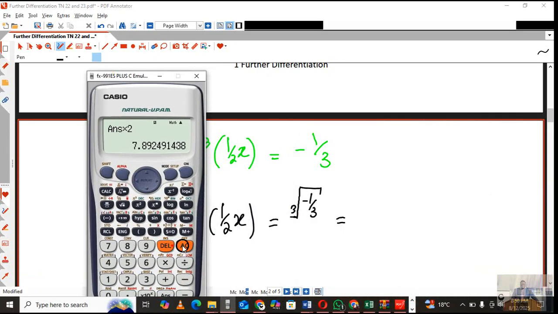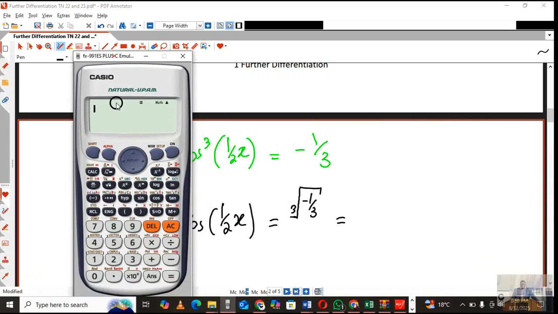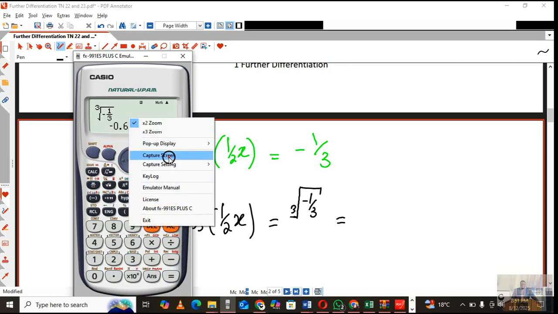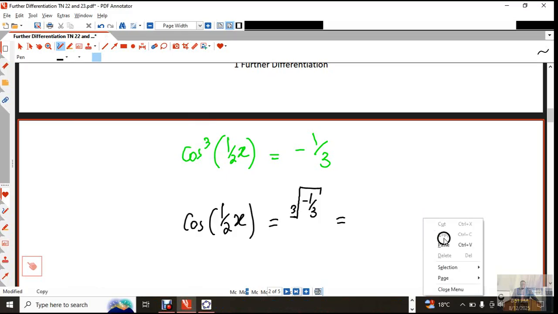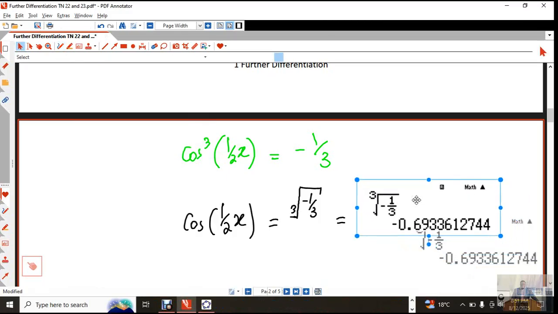Now, if we do the cube root of negative a third, we grab our calculator, and I would want you to make sure your calculator is in the radian mode, which mine is. But if it wasn't, you have to go to the setup and then you choose. In this case, this type of calculator will be choosing 4. So I'm going to take the cube root of negative 1 over 3. Cube root of a negative does exist. It gives you negative 0.69. Let me just go ahead and capture that. To rewrite that whole thing can be a little bit tricky.